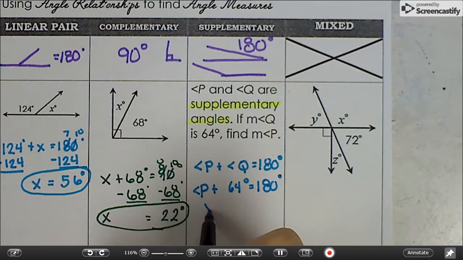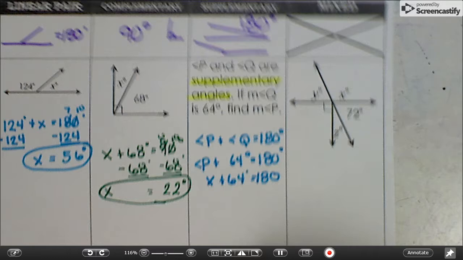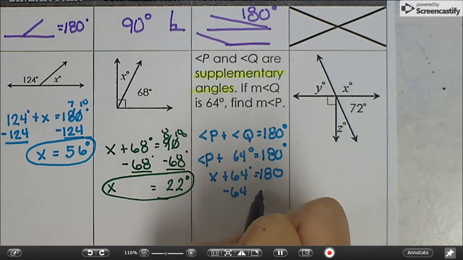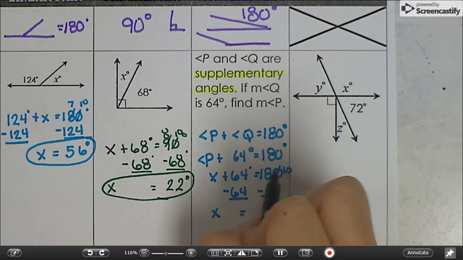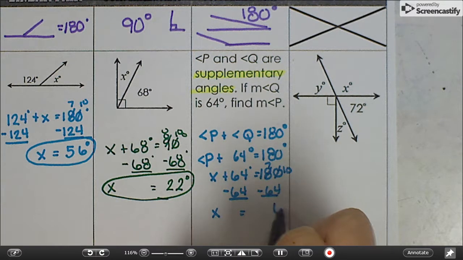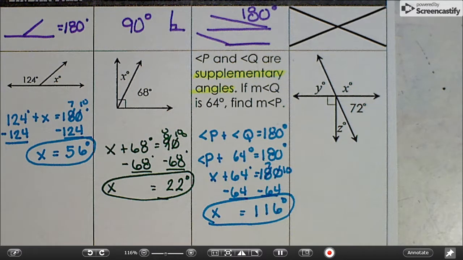And most of the time people would change that to x, or some variable, but it's okay if you keep it as angle P. And then solve. X equals 116 degrees. That's finished.